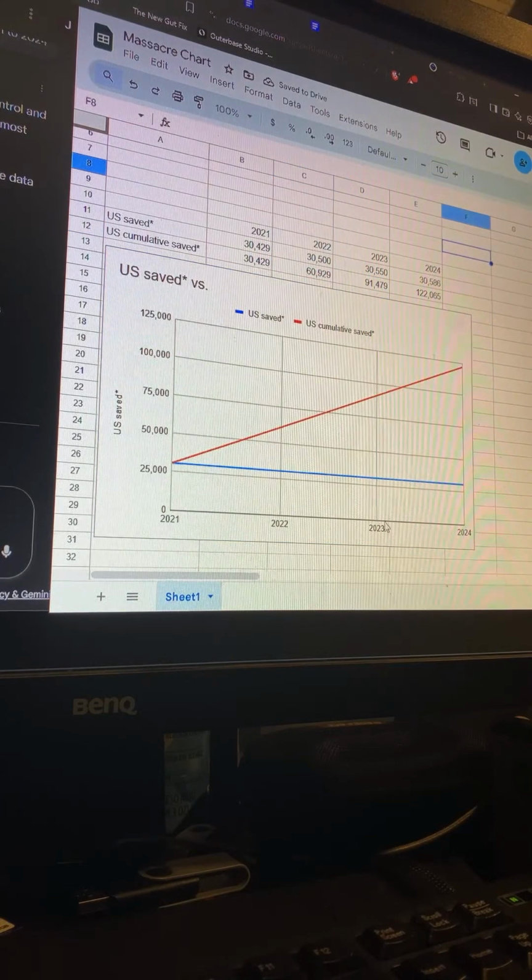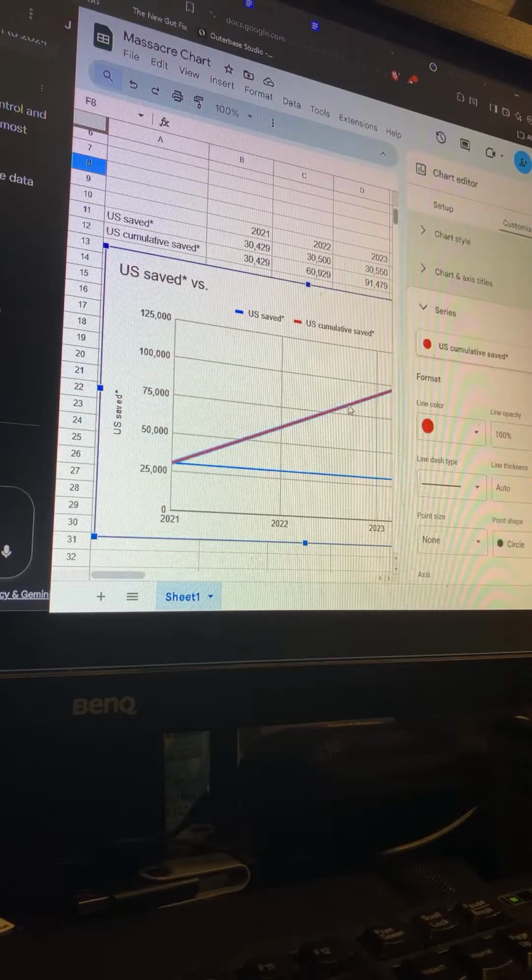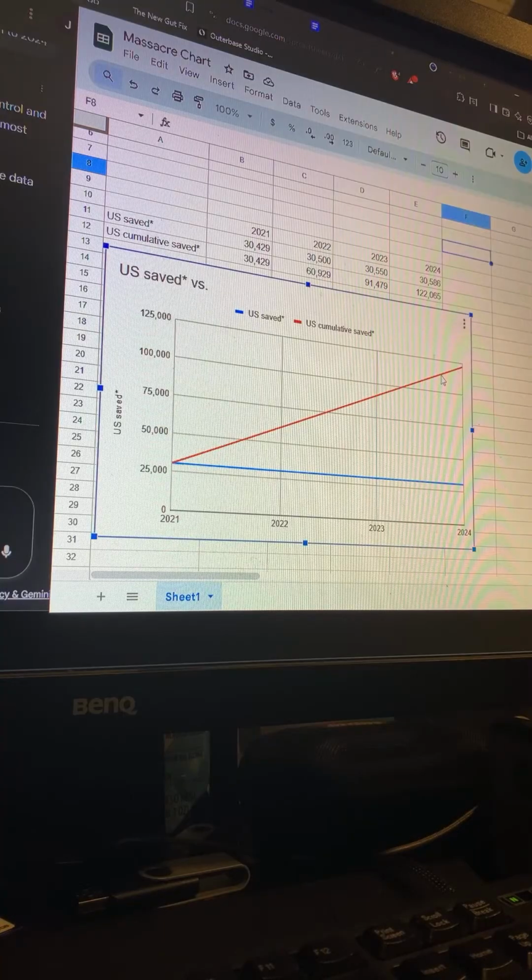So this is what we look like. Wow, it looks pretty bad on the chart. I guess as the population ages, this should increase in terms of the actual change in the rate itself.